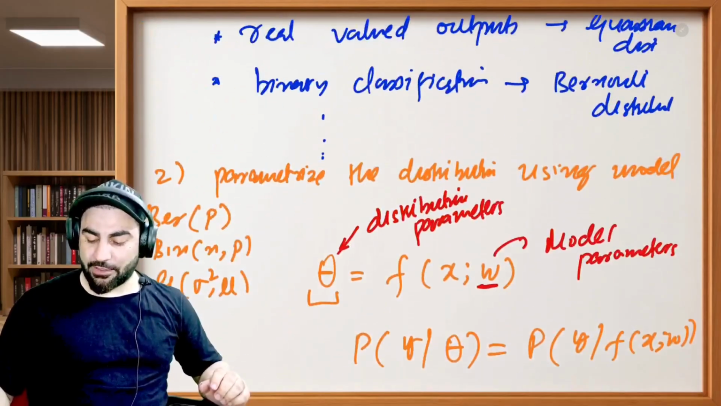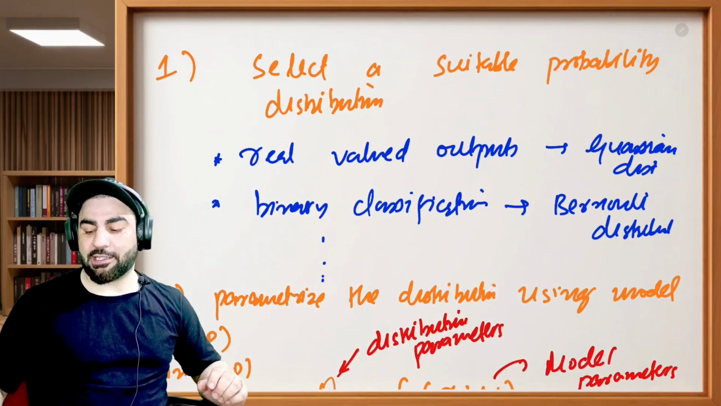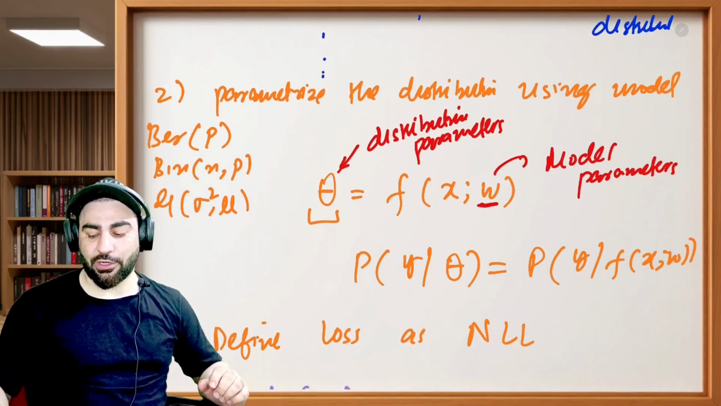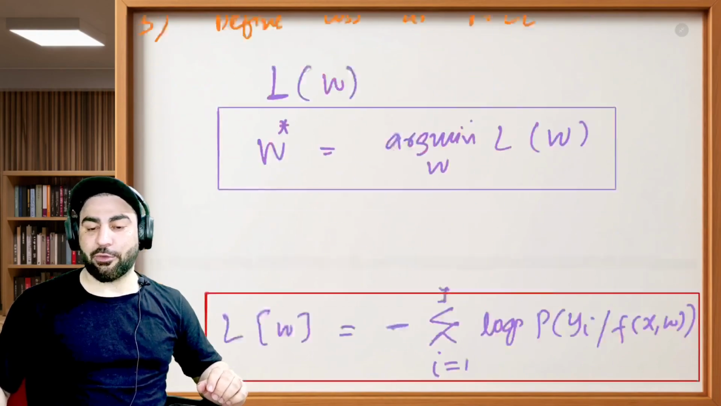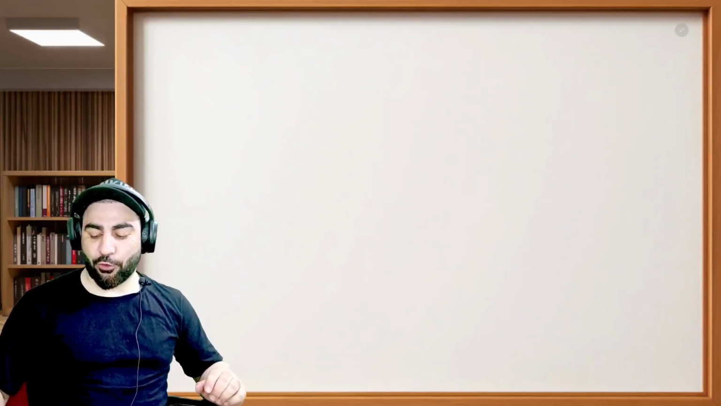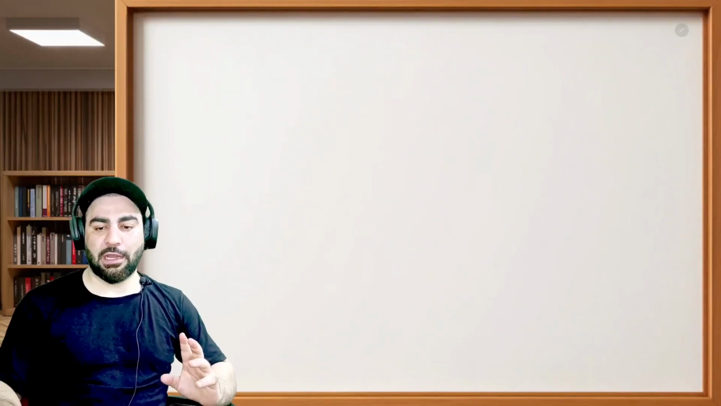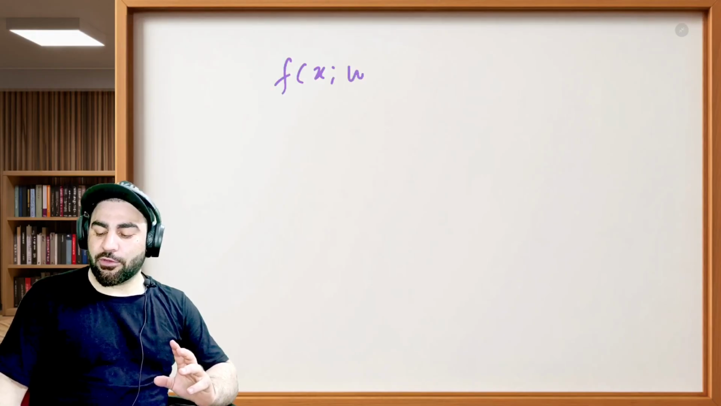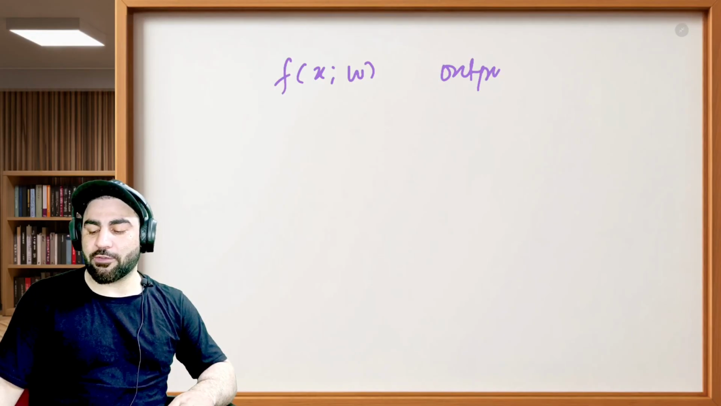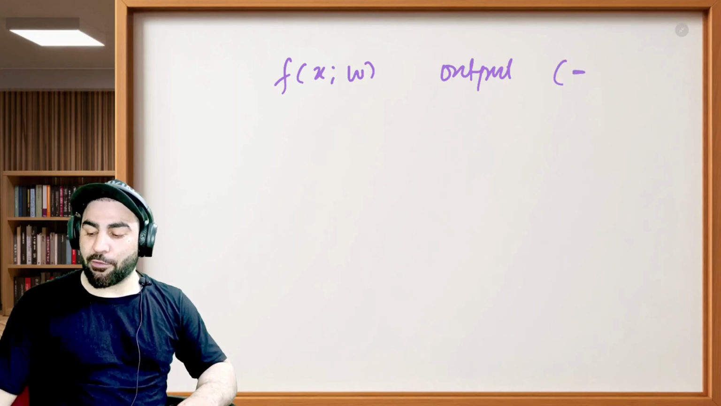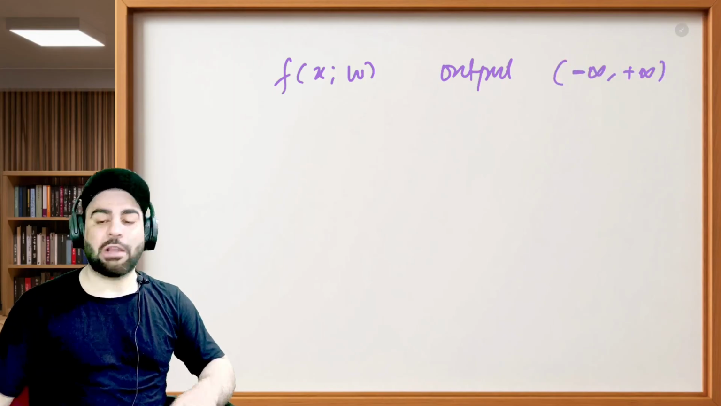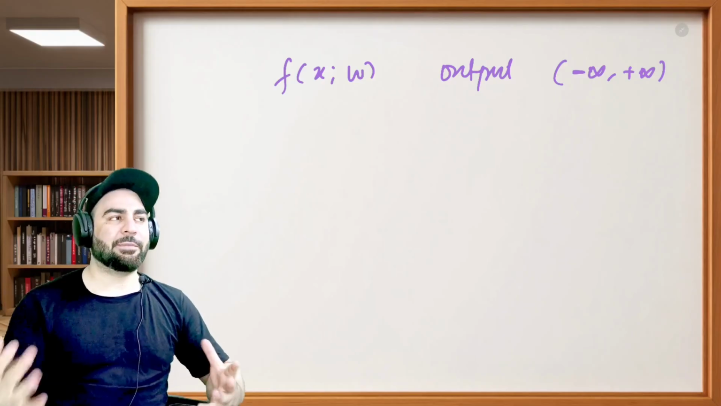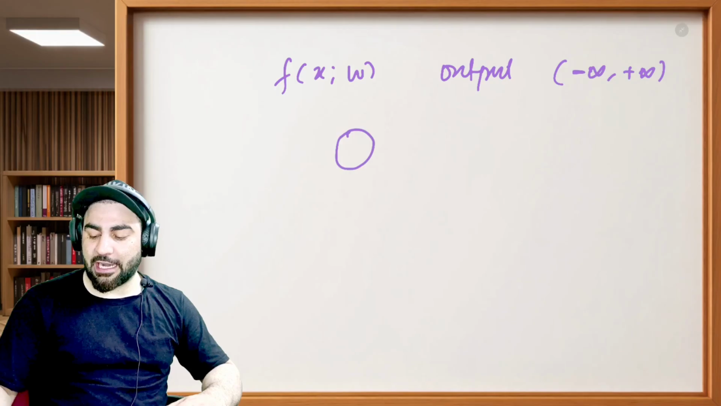Now we selected this. If you again see the steps, the first step was to select a suitable distribution. Because we had binary classification, we selected Bernoulli distribution. The second thing is you have to parameterize the distribution using your model. Now the model gives outputs. If you see f of x comma w, this will be our outputs, or logits, as we call them. They can be from minus infinity to infinity, so we have to apply some function onto them to give them probabilistic meaning. If it's a binary class, we'll have just a single neuron at the end.